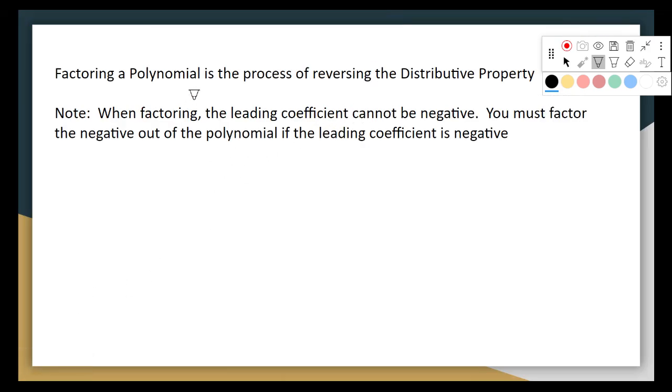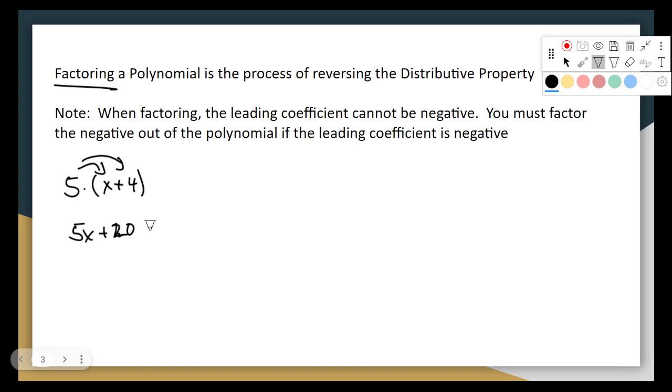When you factor a polynomial, it's the process of reversing the distributive property. For example, if I gave you 5 times x plus 4, you could distribute. You learned that probably in 7th grade or so. You get 5x plus 20. So, that's if I distribute.